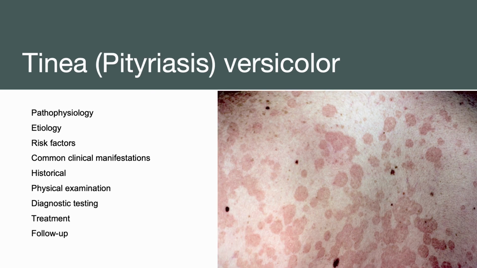Tinea versicolor, also called pityriasis versicolor, is a superficial fungal infection caused by Malassezia species. It's considered to be an overgrowth of skin commensal yeast. Risk factors are hot, humid climates and oily skin. Often we see hypo- or hyperpigmented macules, patches, or thin papules on the trunk and extremities. For history and physical exam, there is a history of recurrent episodes, and physical exam shows the characteristic lesions.